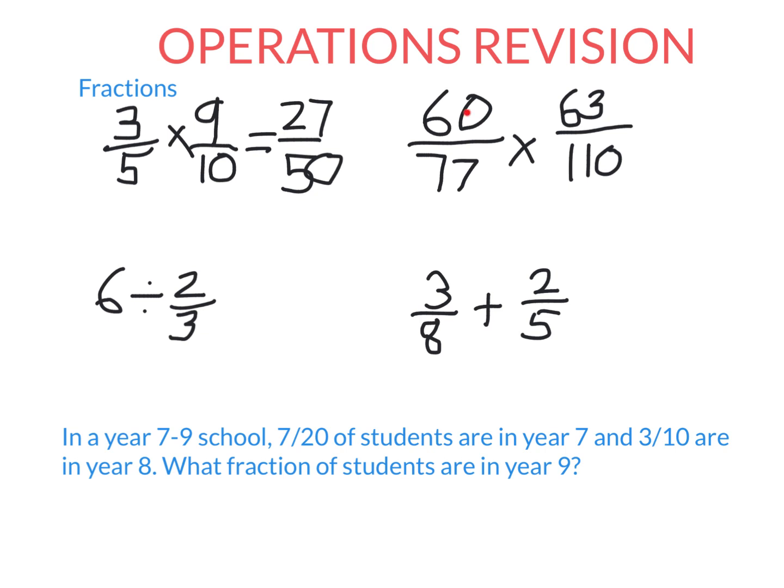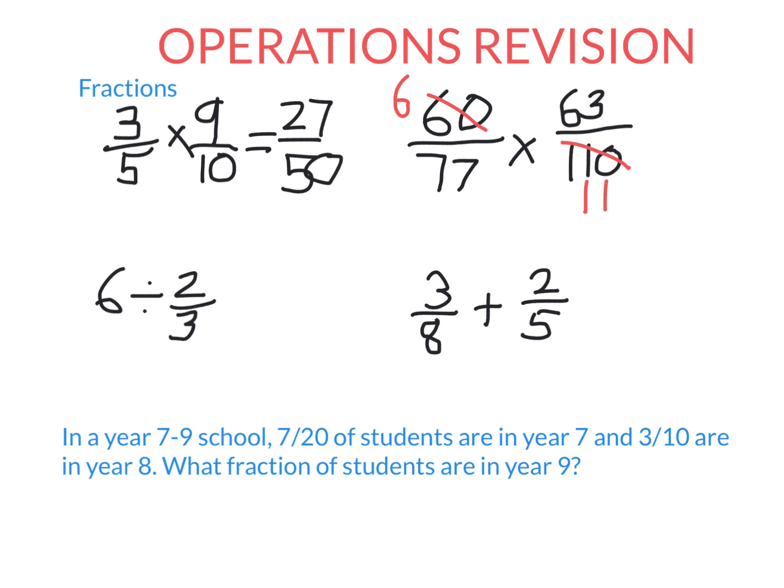If there's anything on the top and anything on the bottom that share a common factor, you can divide by that common factor. So here 60 and 110 have a common factor of 10. 60 divided by 10 is 6. 110 divided by 10 is 11. See, the thing is, I have divided top and bottom by 10. What I've done to the top, I've done to the bottom, so it's okay.